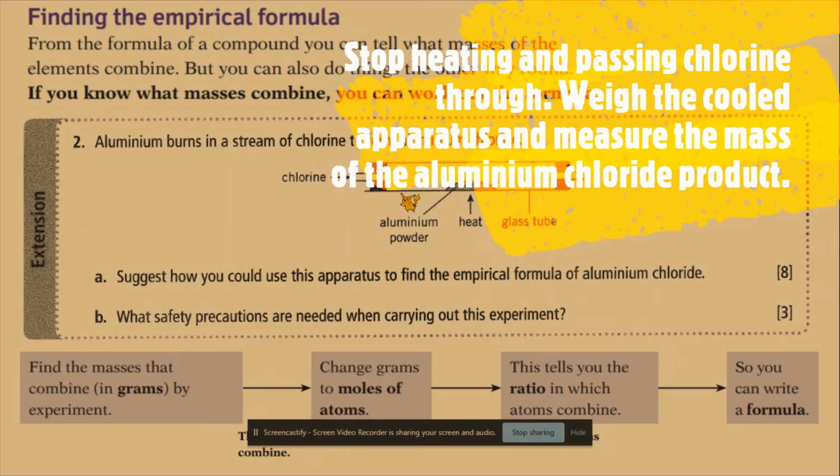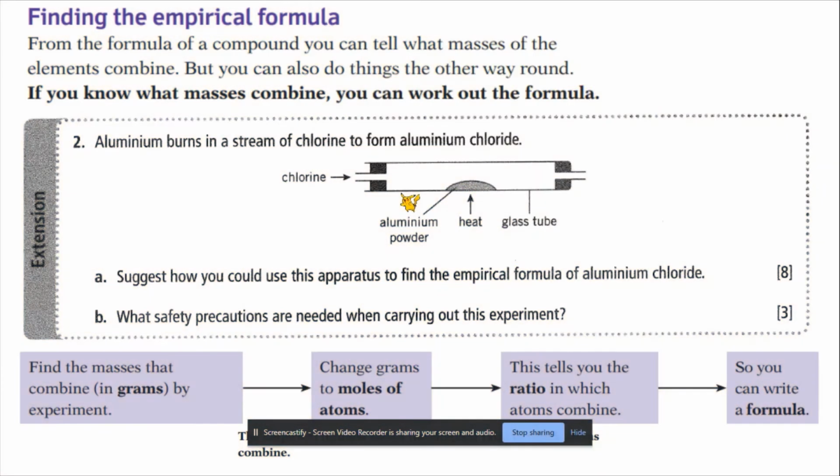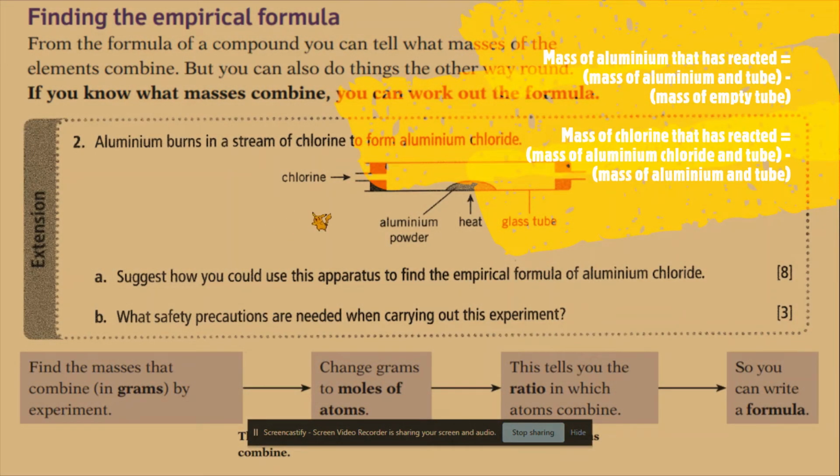So if you take away the mass of the aluminium and the glass tube from the final mass, which contains the aluminium, the chlorine, and the glass tube, you will then work out what the mass of the chlorine is that has joined on to the aluminium. And that's really, really important, because from the mass of the chlorine, you can then work out the number of moles of chlorine that have joined onto the aluminium, because you divide that mass by 35.5, and that will give you the number of moles.